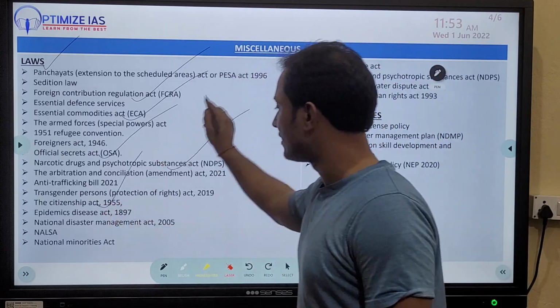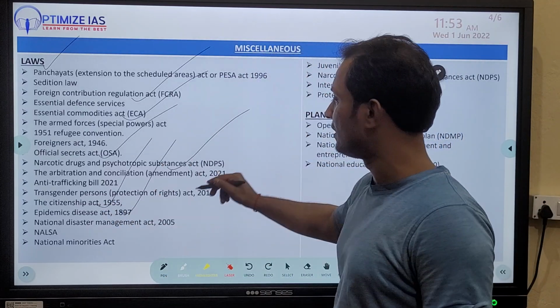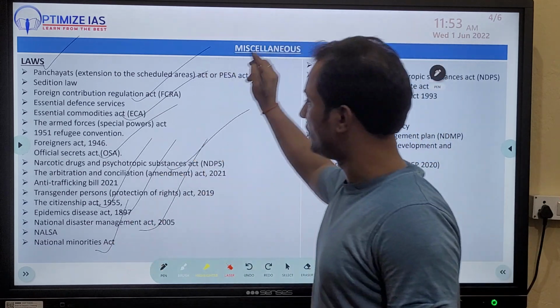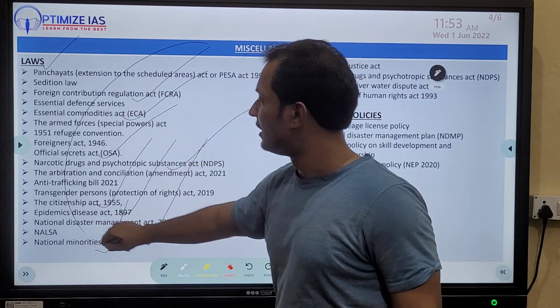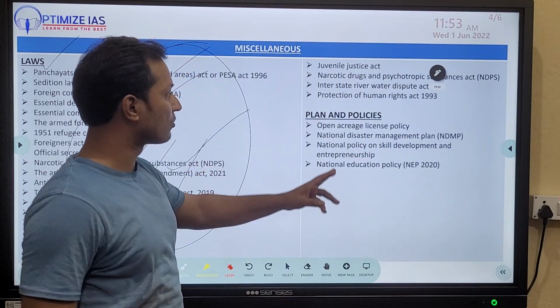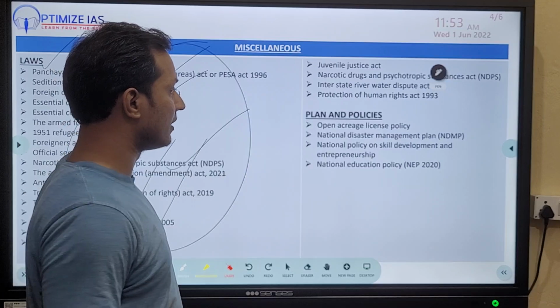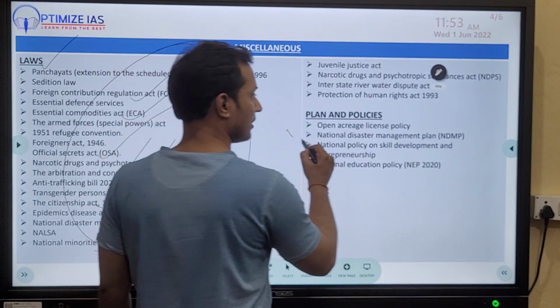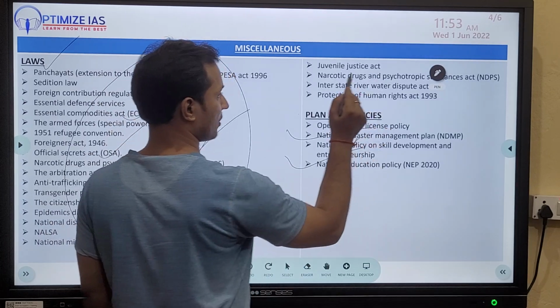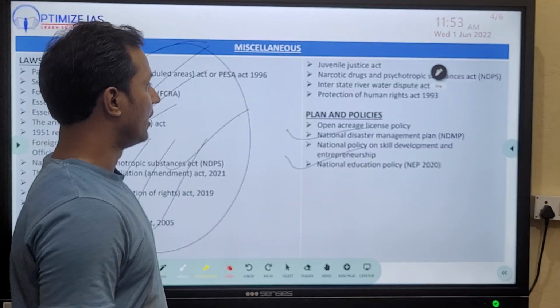Then Citizenship Act is very important. Epidemics Act is very important. National Disaster Management Act is very important. National Minorities Act is very important. So these are some of the important acts; you can refer to them. Then, out of the plans and policies here, the National Disaster Management Plan is important, and the National Policy on Education is important.